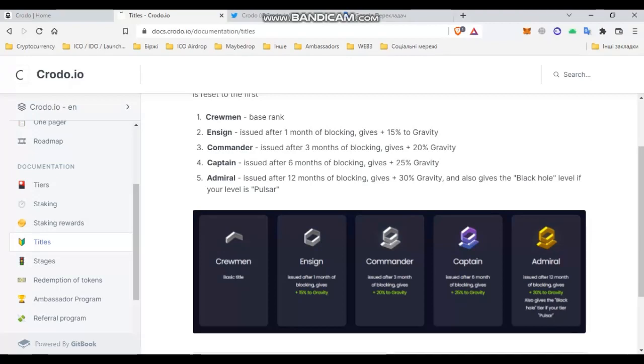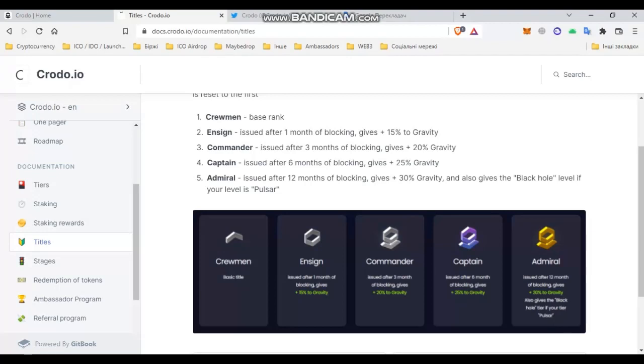Commander, issued after 3 months of blocking, gives 20% gravity. Captain, issued after 6 months of blocking, gives 25% gravity. And Admiral, issued after 11 months of blocking, gives 30% gravity and also gives the level of black hole if your level is pulsar.